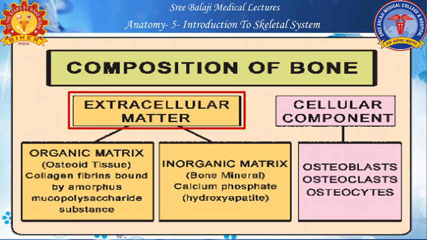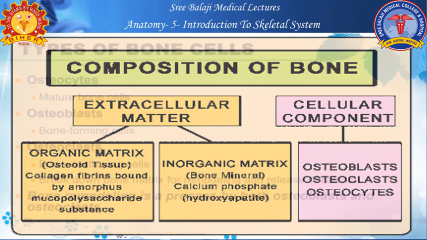Coming to the extracellular matrix. The extracellular matrix is made up of two components. One is the organic matrix, which is nothing but the collagen fibers bound by amorphous polysaccharide substances. This forms the osteoid. In between this, there is the inorganic matrix, which is made up of the bone mineral, mainly calcium hydroxyapatite.